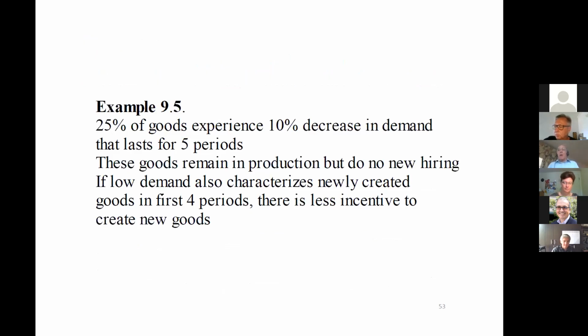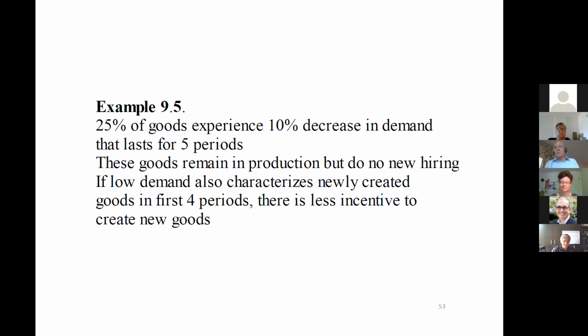Fifth example, this is actually the one I showed you at the beginning, and now you know what you were seeing. So 25% of the goods experience a 10% drop in demand. The size of the drop, 10% in this case, and 25%, the product is always 2.5%. 10 times 25 is 2.5. 50 times 0.05 is 2.5. So it's the same shock to demand in each case. The difference is the persistence, and how intensive it is for any individual good.